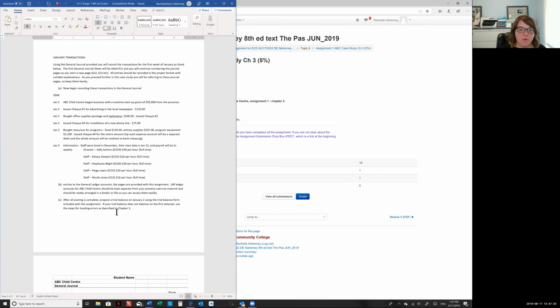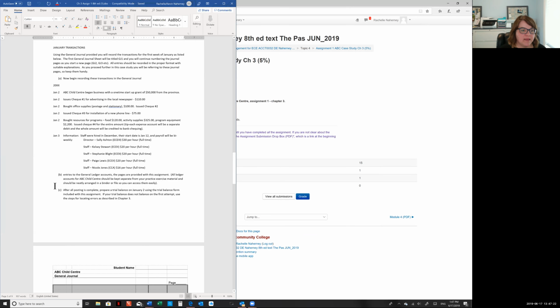So what I want to point out here is this January 3rd information about the employees is for information only. They haven't actually worked yet. We don't know how many hours they've worked. It's not a pay period yet, so we don't have to do anything. In assignment 2, there is a pay period, so you will have to do something. But just for now, here's the information.